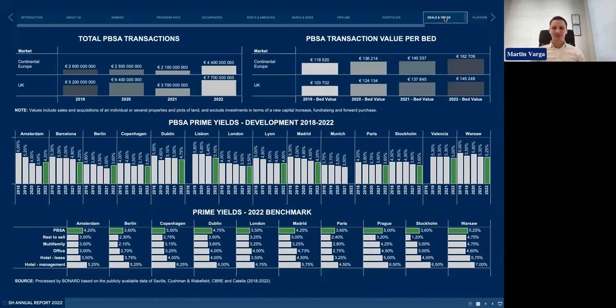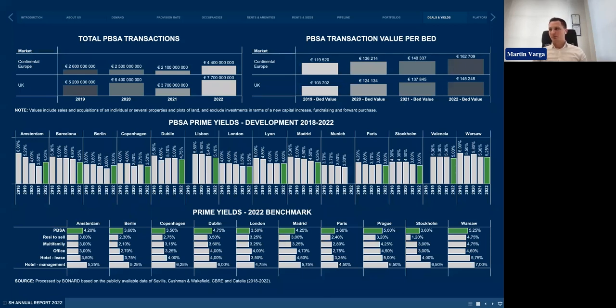This is a more complex slide, and you can see more numbers, but I'm going to slowly guide you through it, starting with the total PBSA transactions. The post-pandemic transaction optimism observed at the end of 2021 continued into the following year, and the accumulated capital and exit strategies of several key players resulted in most of the 100 million plus transactions recorded in 2022. Whereas 2021 saw smaller transactions, especially in continental Europe, in 2022 we saw some large volume deals already in this region as well.